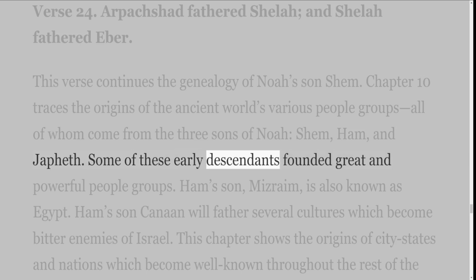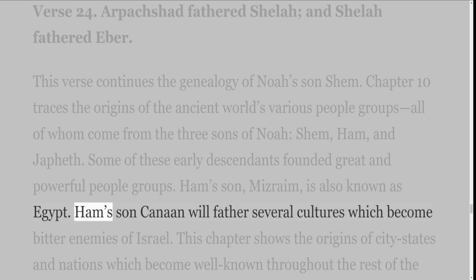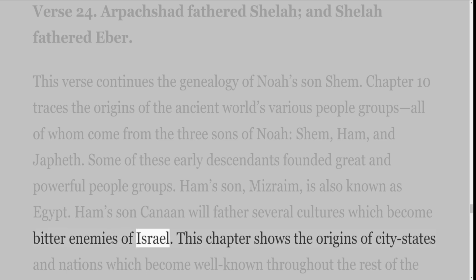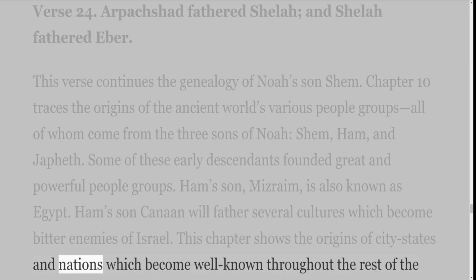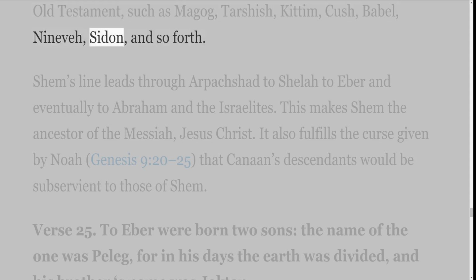Some of these early descendants founded great and powerful people groups. Ham's son, Mizraim, is also known as Egypt. Ham's son Canaan will father several cultures which become bitter enemies of Israel. This chapter shows the origins of city-states and nations which become well known throughout the rest of the Old Testament, such as Magog, Tarshish, Kittim, Cush, Babel, Nineveh, Sidon, and so forth.